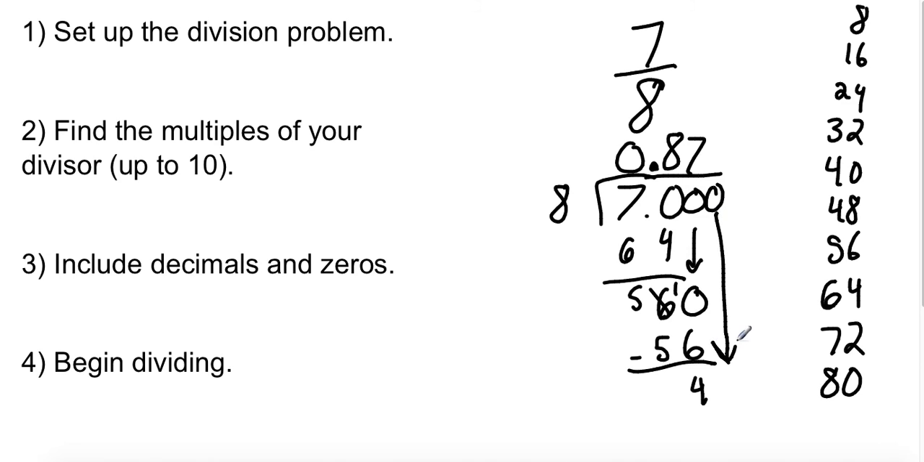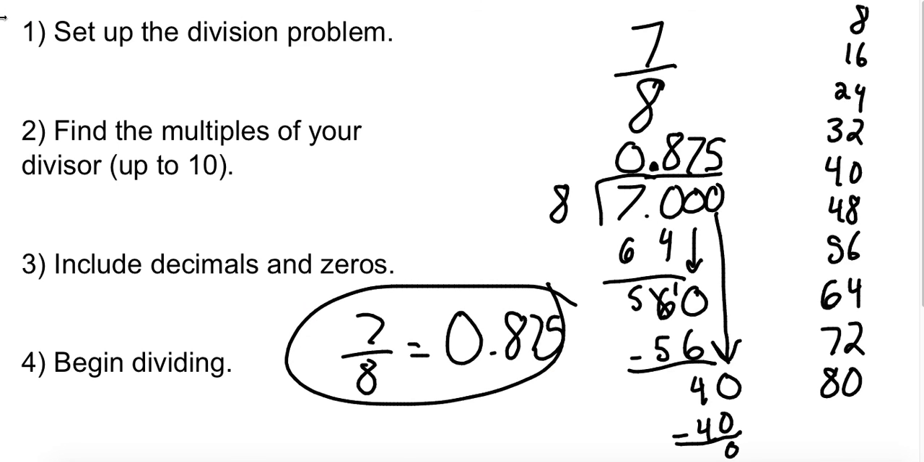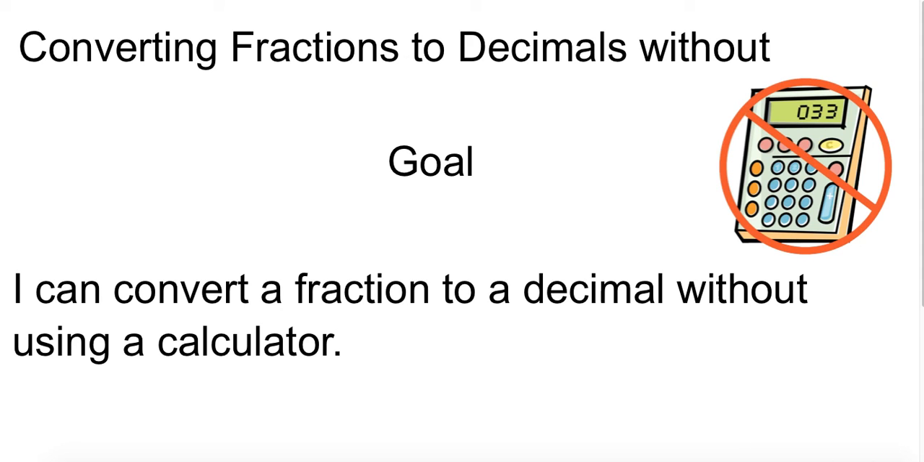I drop down my final 0. And 8 can go into 40 exactly 5 times. I no longer have a remainder, so we're all done with our trailing zeros and our remainders. So I know that 7/8 is equal to 875 thousandths. I hope you reached your goal of being able to convert fractions to decimals without using a calculator.